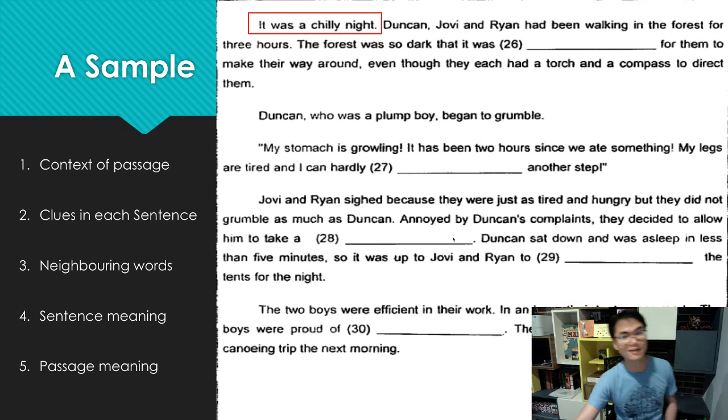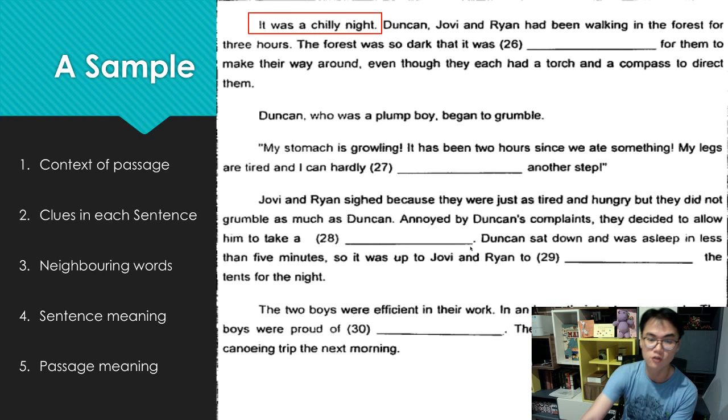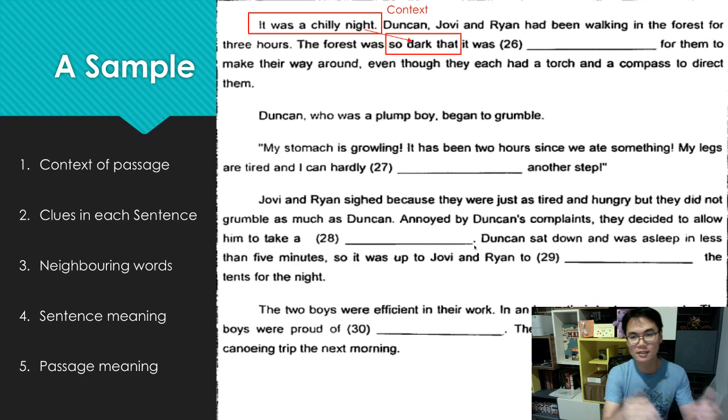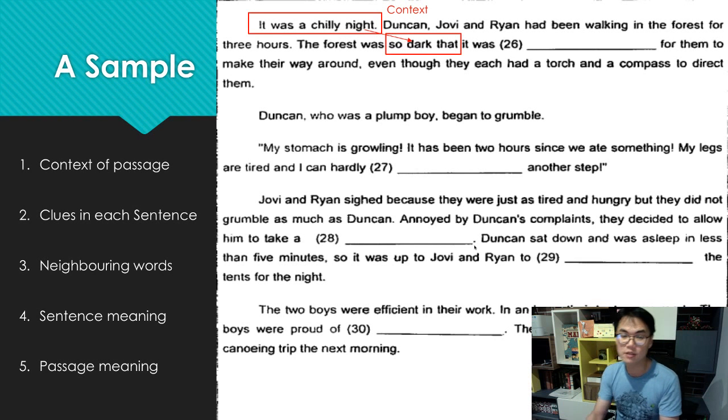And then I have the characters Duncan, Jovi, and Ryan had been walking in the forest for 3 hours. The forest was so dark. So this is very interesting. The context is set. So it's a night. It's a forest. So obviously it's going to be dark because there are not going to be any street lamps. It's a forest, right? And the structure here is very important. The forest was so dark that, right? So it was so dark that it was, meaning the darkness is then going to point to the word that is missing, right? It was so dark that it was what for them to make their way around.